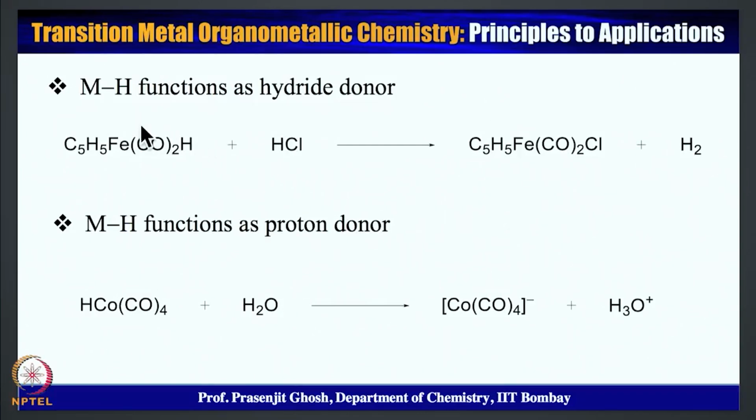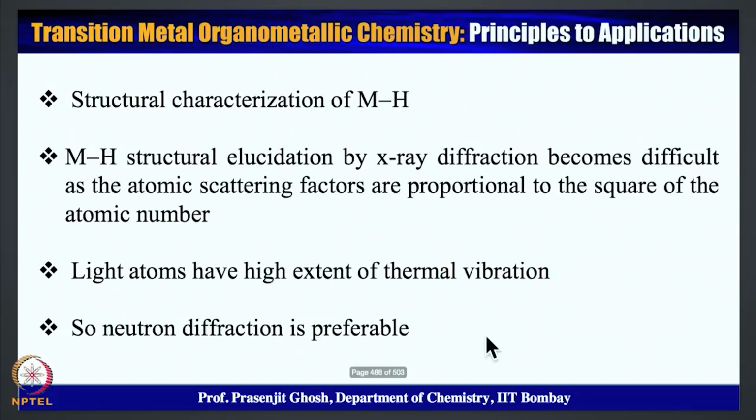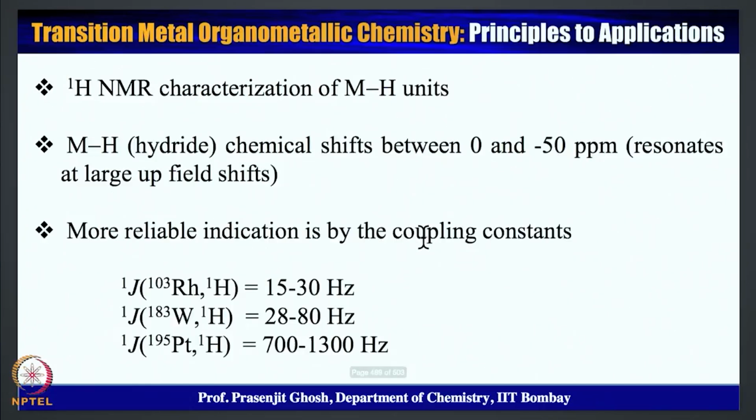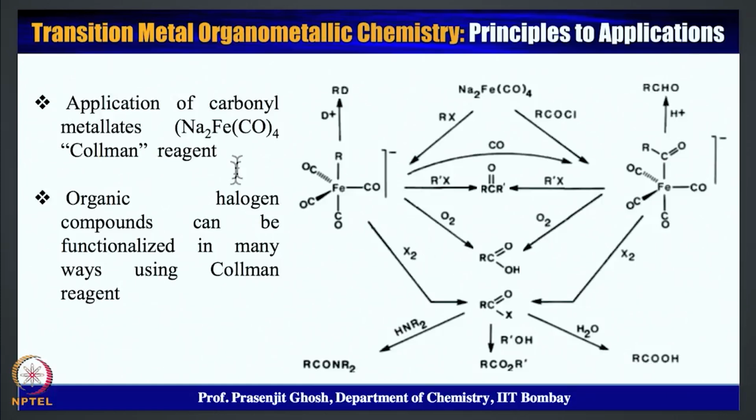And what we have seen is that metal hydrides can function as a hydridic donor or a proton donor depending on the ligand and the metal they are binding to. We have seen how the characterization of the metal hydride moiety is achieved using X-ray diffraction as well as neutron diffraction, and coupling constants by NMR. With regard to the utility of carbonyl metalates, we have looked into Collman's reagent, similar to the Tebbe reagent that we had seen, where a large number of organic compounds were formed from these iron carbonyl metalates.